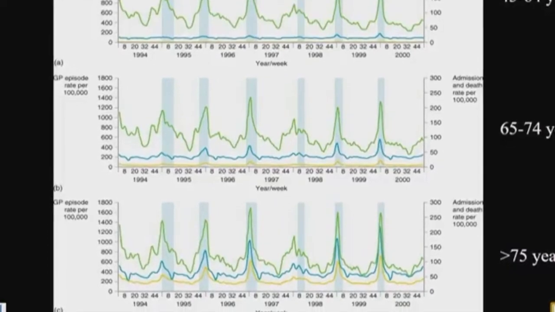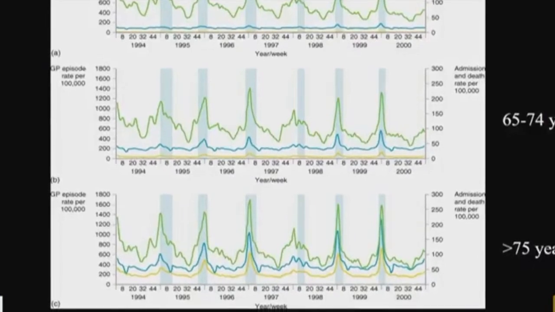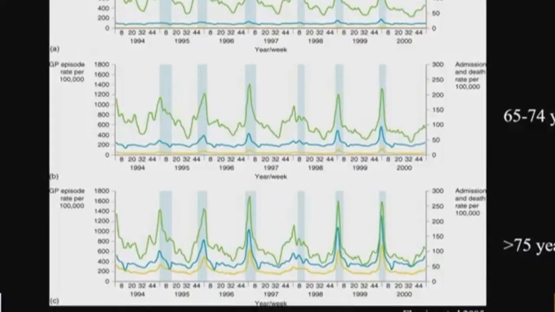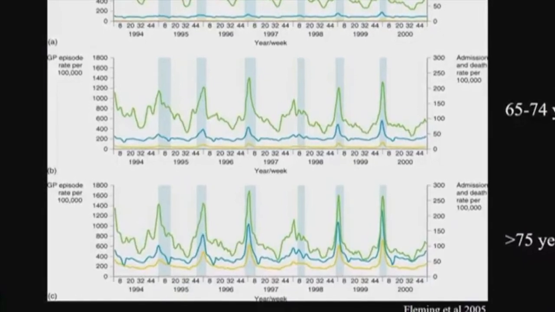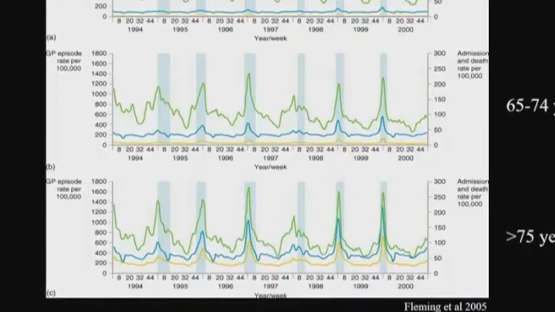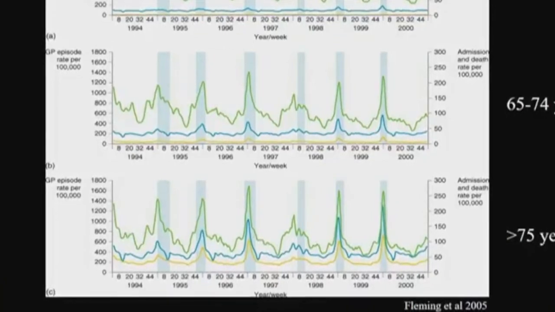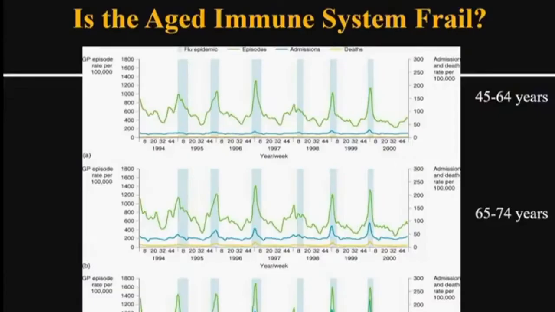Over 75 years old, now we see a big difference. The incidence is now up at 1,400 per 100,000 in the peaks of the infectious periods, and there's now about a 30% chance you'll end up in hospital or passing away. So your immune system is frailer, you're more susceptible to infections, but as a result of the infection, you've got an increased chance of dying.